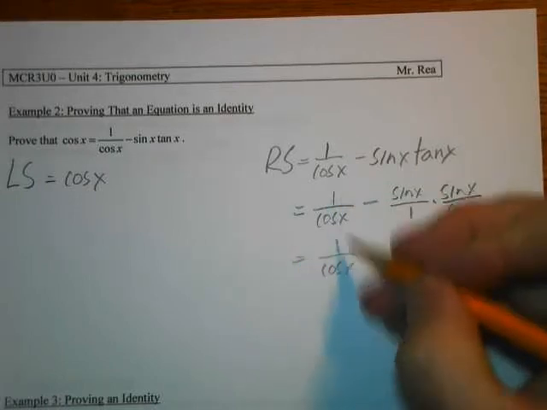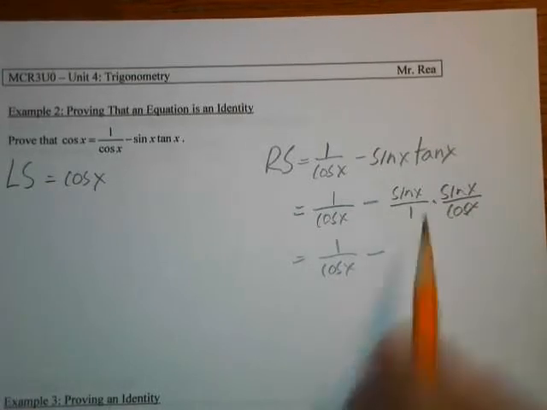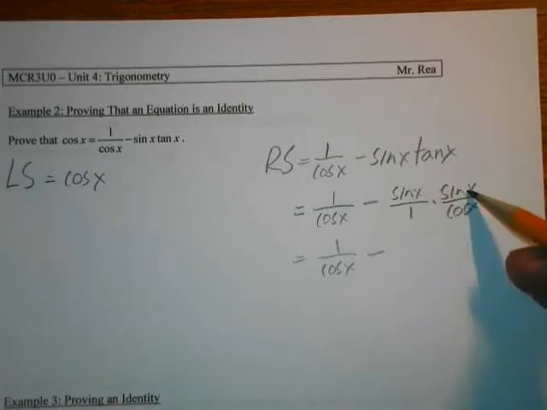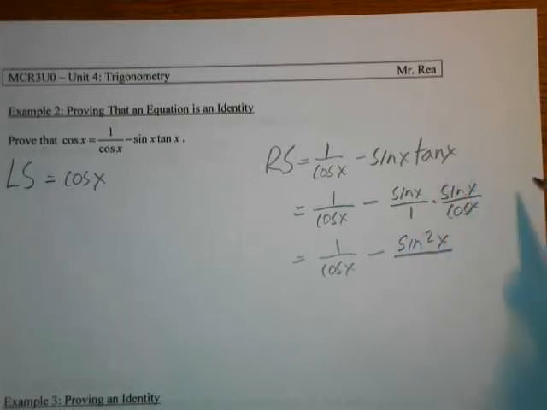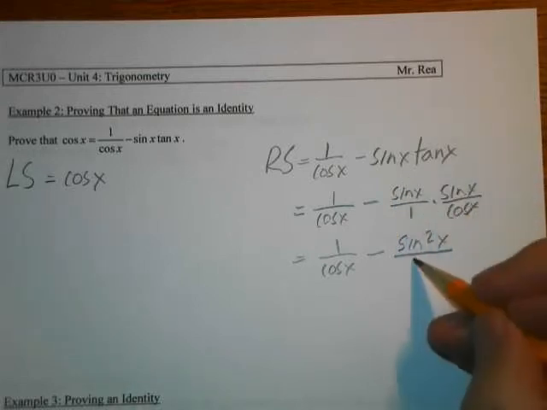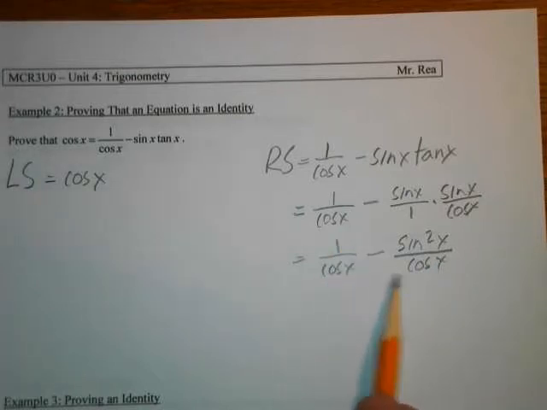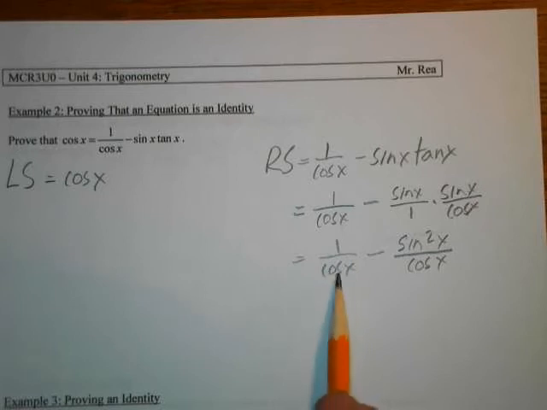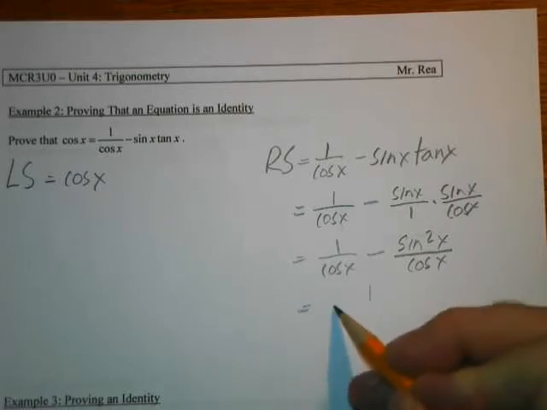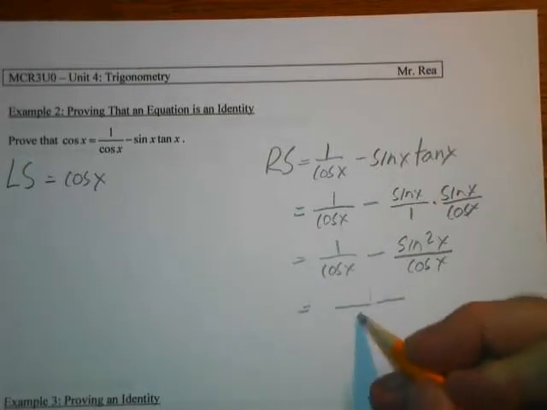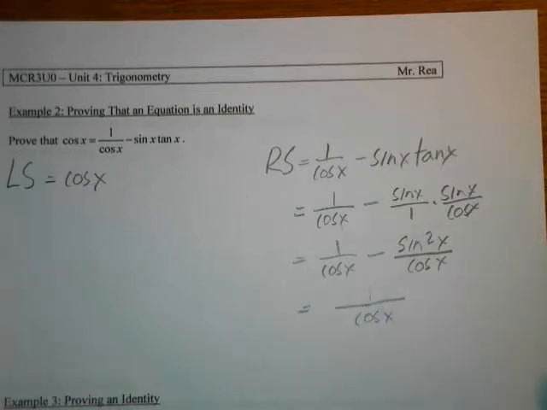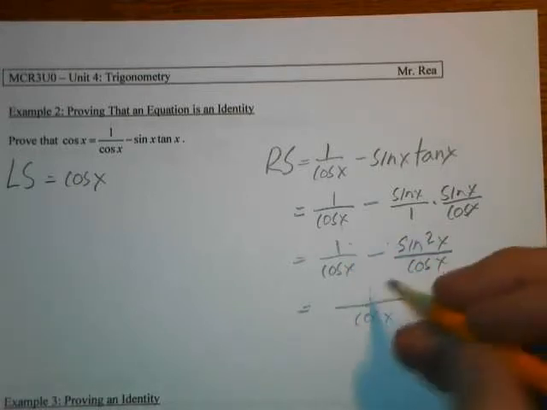So I've got 1 over cos x, that hasn't changed at all, minus, now on the top I've got sin x times sin x. So remember, that's like sin x squared, but we don't write it like that. We write it as sin squared x, which is basically sin x squared. Okay, and on the bottom, 1 times cos x is cos x. Now, the good news here, I've got the same denominator with these rational expressions, cos x on the bottom, so I don't really have to manipulate anything. I can combine these into one rational expression. So on the top, I've got, well, let's do the bottom. The bottom is cos x. And on the top, I've got 1 minus sin squared x.